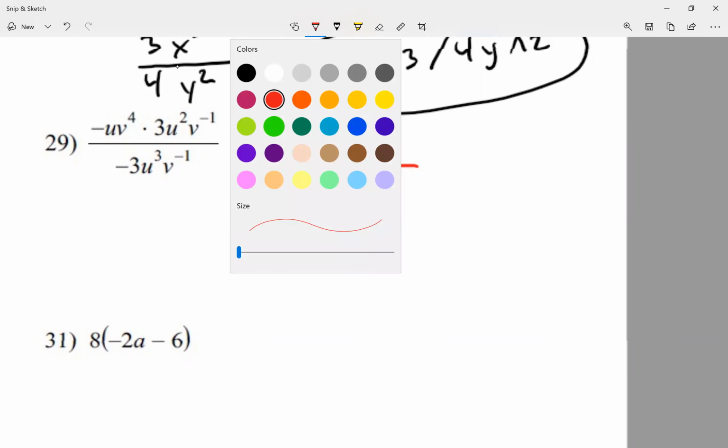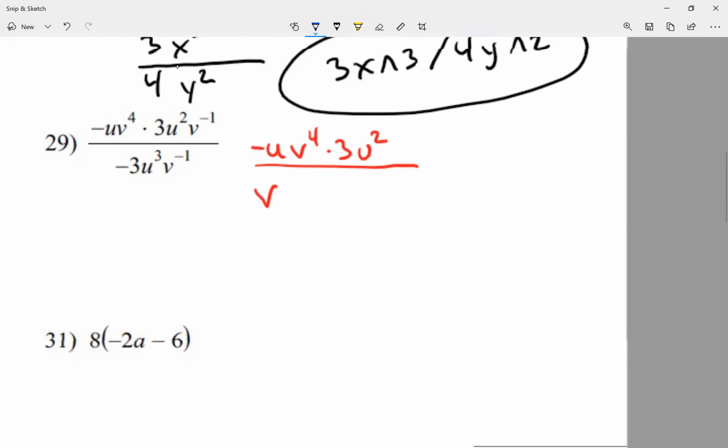Now, let me worry about those from the bottom. There's a negative 3. I'm going to keep that at the bottom. It's a negative number, but it has a positive exponent, u to the 3rd. But my v to the 1, I bring it to the top.